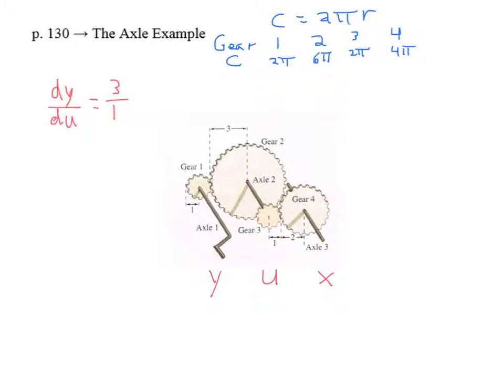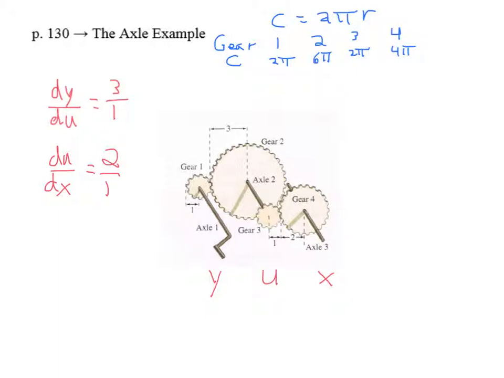Now we can do the same analysis between axle 2 and axle 3. It looks like axle 2 is going to have to go around twice to get axle 3 to go around once. So comparing their circumferences, we're comparing the circumference of 2 pi to 4 pi. So we could write that by saying that du dx is equal to 2 over 1. Axle 2 is spinning twice to make axle 3 spin once.